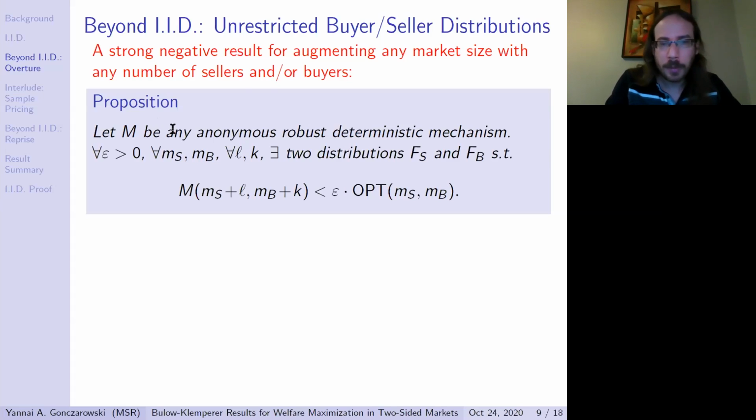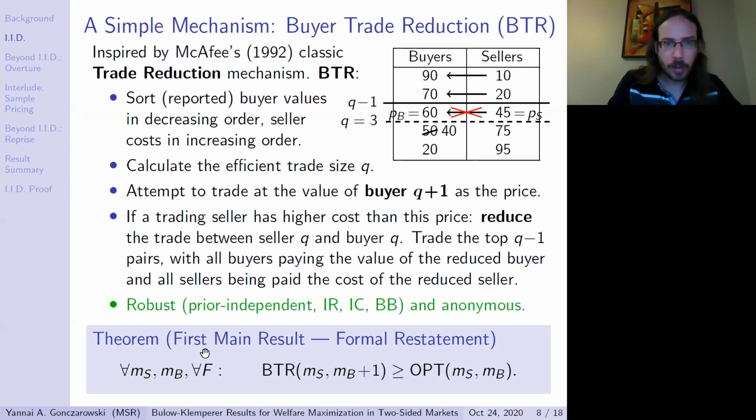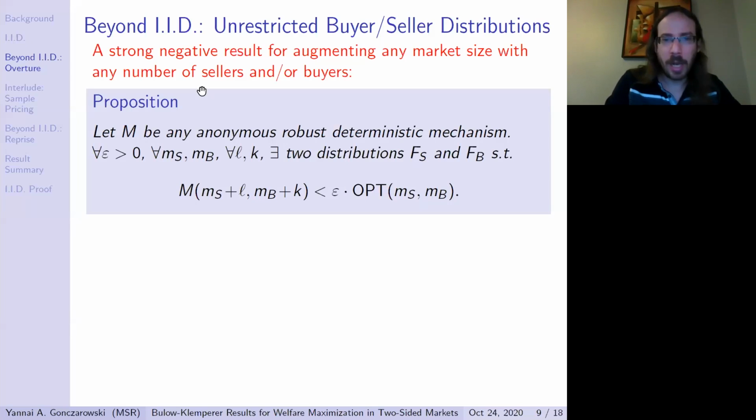Sorry, Yannai, just a clarification. Previously, you had just one F. Was that for buyers, for sellers, for both? Yeah, we had one F for both buyers and sellers. Oh, so the costs and the values of the buyers were the same distribution. Okay, that's important because usually that's a very strong assumption. Now that you have two distributions, I suddenly understood. So now all the buyers are symmetric and all the sellers are symmetric.